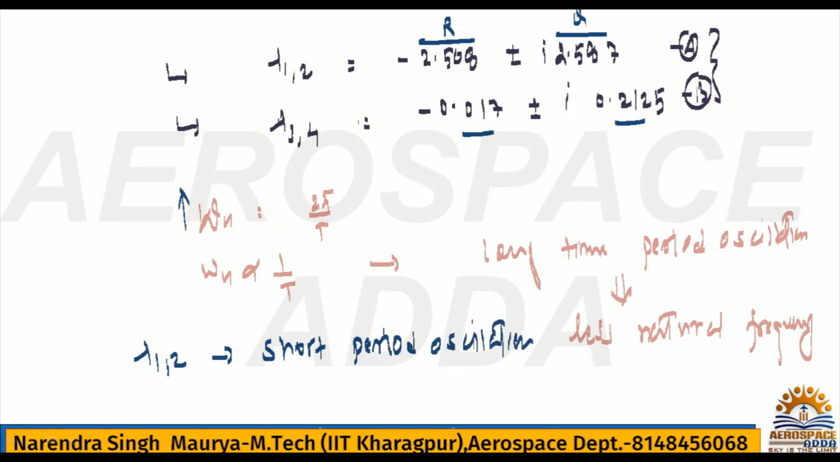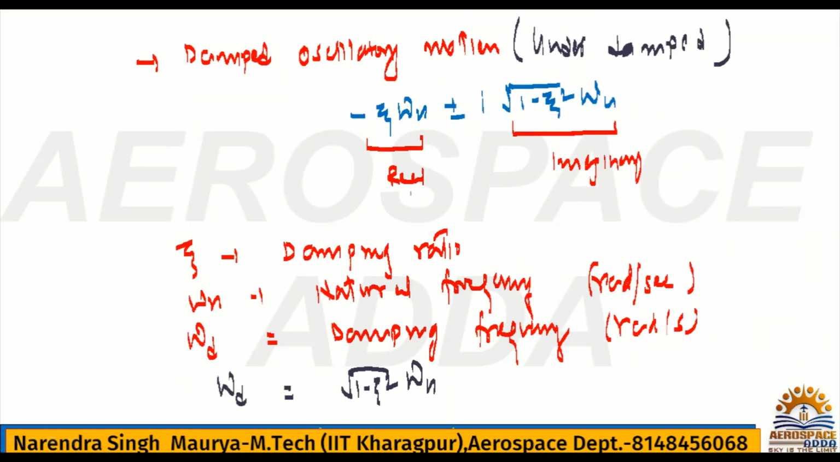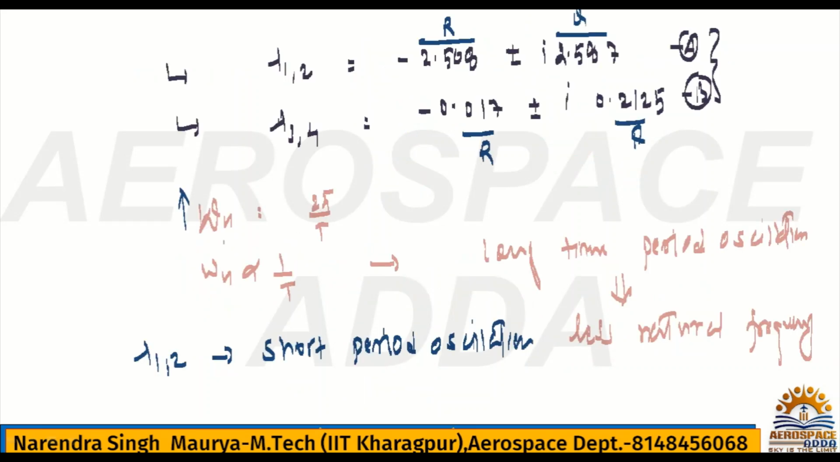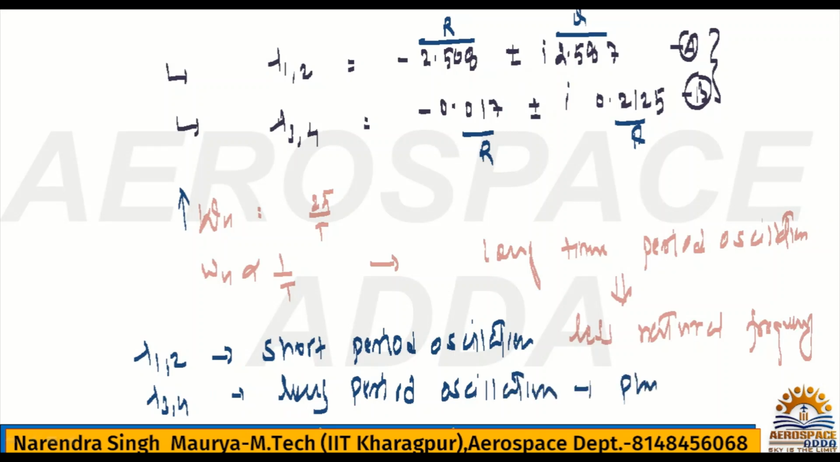Now coming to the, this one is clear, okay? Lambda 3, 4, see, the real part is very small. If real part is small, check your standard equation, it means omega n will be less. If omega n is less, it means time period is high. If time period is high, it means it becomes long period oscillation. So you got that lambda 3, 4, this root is nothing but long period oscillation. Okay, long period oscillation is also called phugoid.